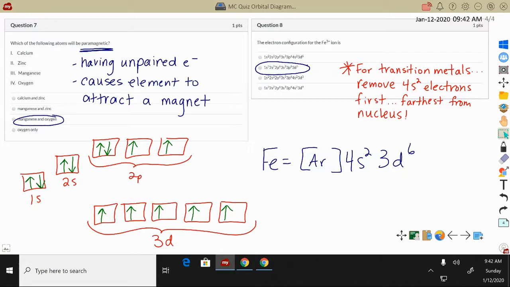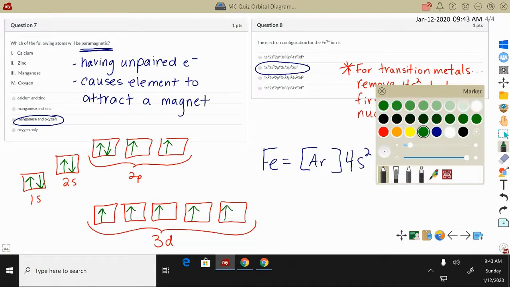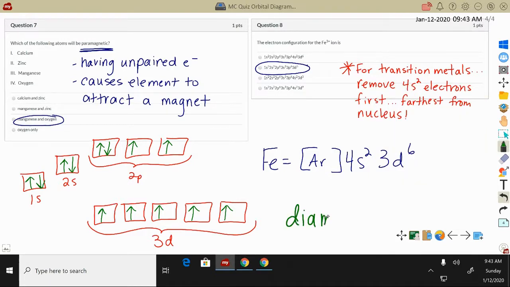And then at the end here, number 7 says, which of the following is paramagnetic? Okay, so paramagnetic means you have unpaired electrons. Unpaired electrons will cause an element to attract a magnet. Okay, so here's the problem with this. Paramagnetic means unpaired. The opposite of paramagnetic is diamagnetic, and that means all the electrons are paired.